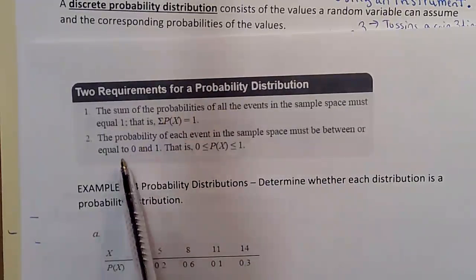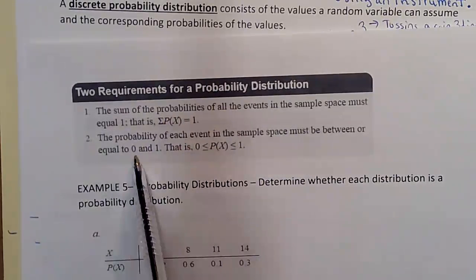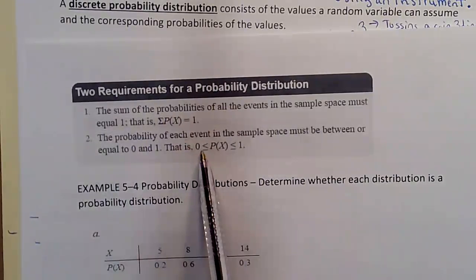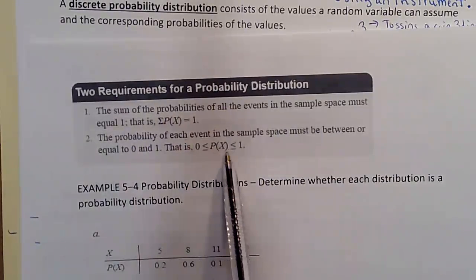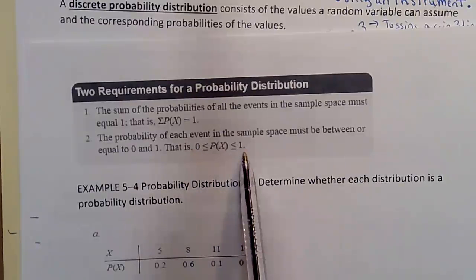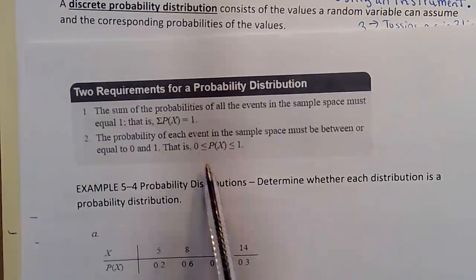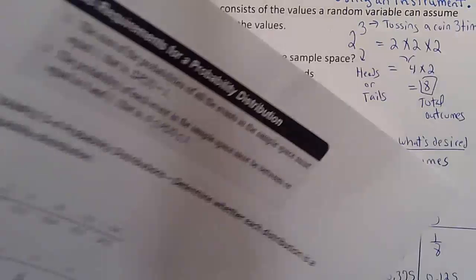And then the probability of each event in the sample space must be between or equal to 0 and 1. See these little bars, the underscores? Between 0 and 1 inclusive. So no negatives, nothing over 1, nothing over 100%. Okay, so that's what I was showing. Those have to be met.